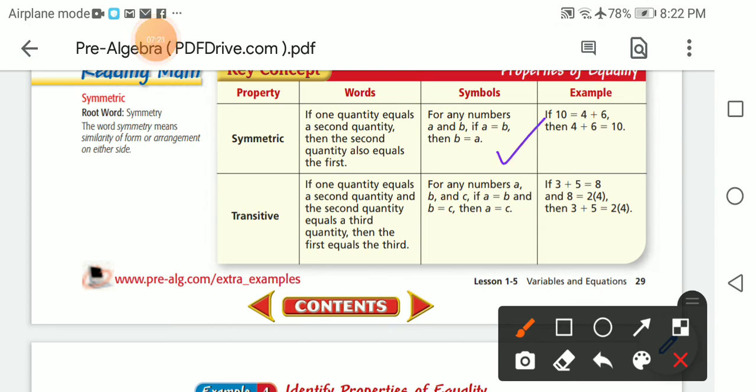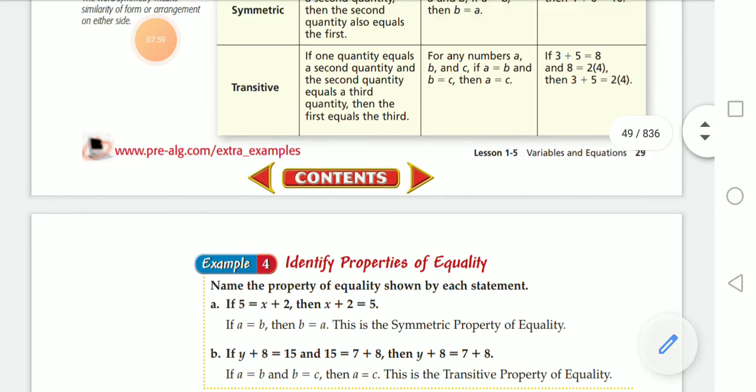It's the same idea here. 10 equals 4 plus 6, so 4 plus 6 equals 10. They are the same. The transitive property: if one quantity equals a second quantity and the second equals a third, then the first equals the third. For any numbers A, B, and C, if A equals B and B equals C, then A equals C. If 3 plus 5 equals 8 and 8 equals 2 times 4, then 3 plus 5 equals 2 times 4. Very important to know.